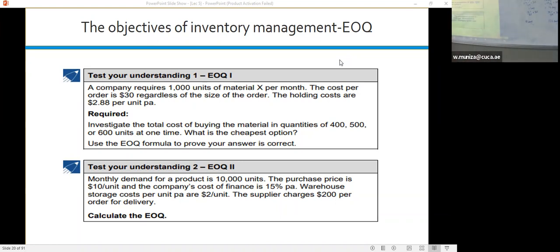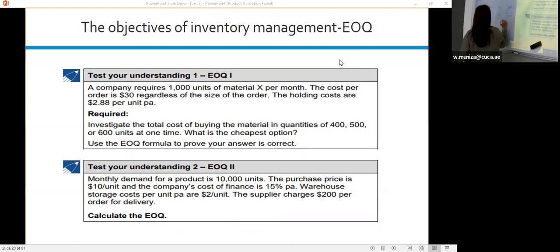So calculate the total now. How much is it? 576 plus 900? 1476. 1440. 1460. 1464. So, which one is the economic order quantity? 500 units is the EOQ. When you apply the formula of EOQ, you will be getting 500 units.